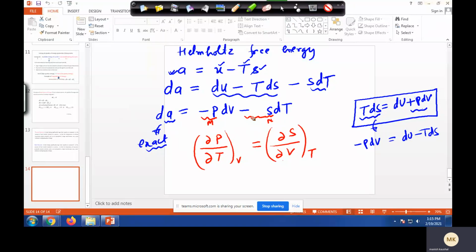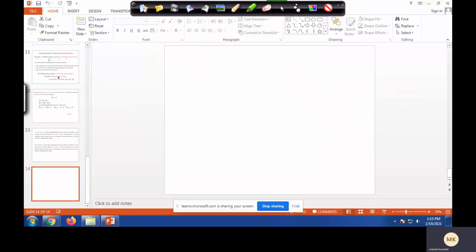So this is the third Maxwell relation: del P by del T at constant V is equal to del S by del V at constant T. Fine. And then let's go to another Maxwell relation. We have another property which you already know, that is Gibbs free energy.